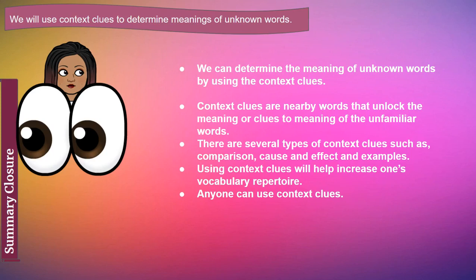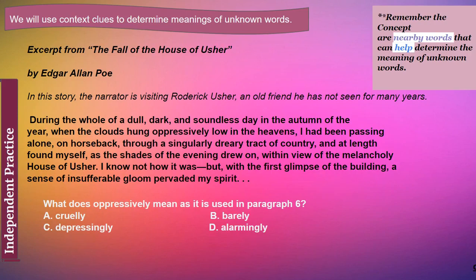So in closing, we know that we can determine the meaning of unknown words using context clues. Context clues are words that are nearby. And again, it's all about unlocking meaning. There are several types of context clues, such as comparison, cause and effects, and example. We know that using context clues will help increase one's vocabulary and repertoire, and anyone can use context clues.